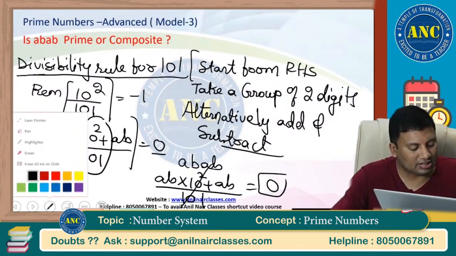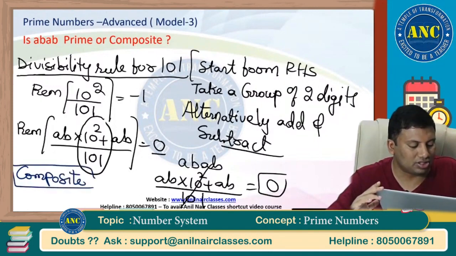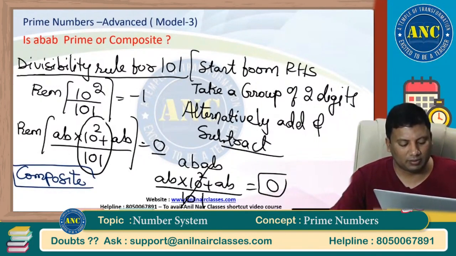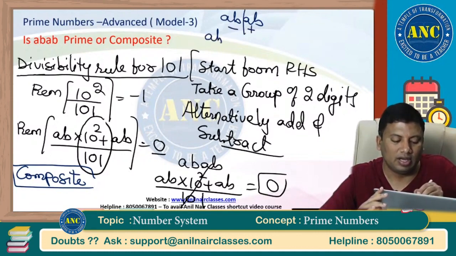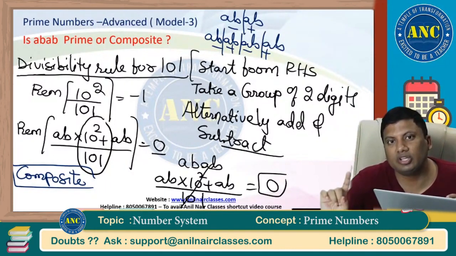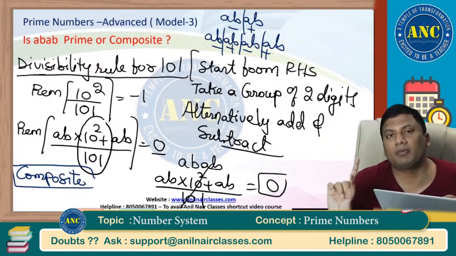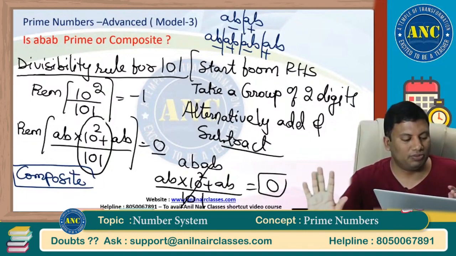That means the number is divisible by 101. So it is a composite number. Very important conclusion. AB plus minus, it is 0. If I write it 4 times, AB plus minus, it is also 0. Any 2-digit number written even number of times is always divisible by 101. I hope the idea is clear.